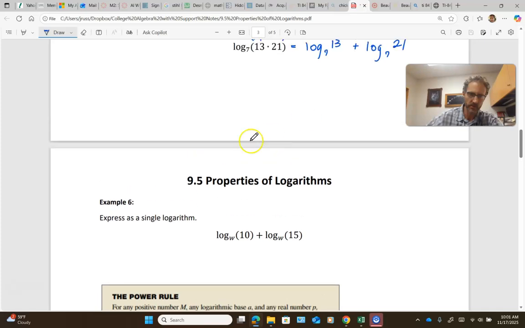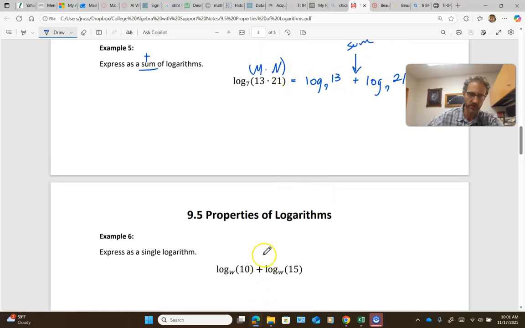Alright, we're actually going to exploit that in example 6. Because in example 6 we're kind of starting on the right hand side, the two logarithms have already been separated, or they've been written as a sum of two logarithms. And so we're going to rewrite them as a single logarithm. We're going to put them back together.